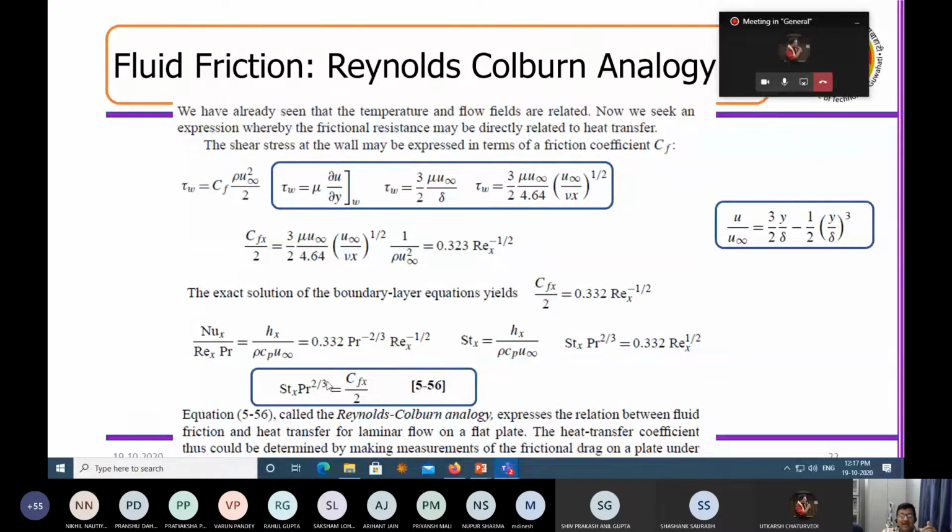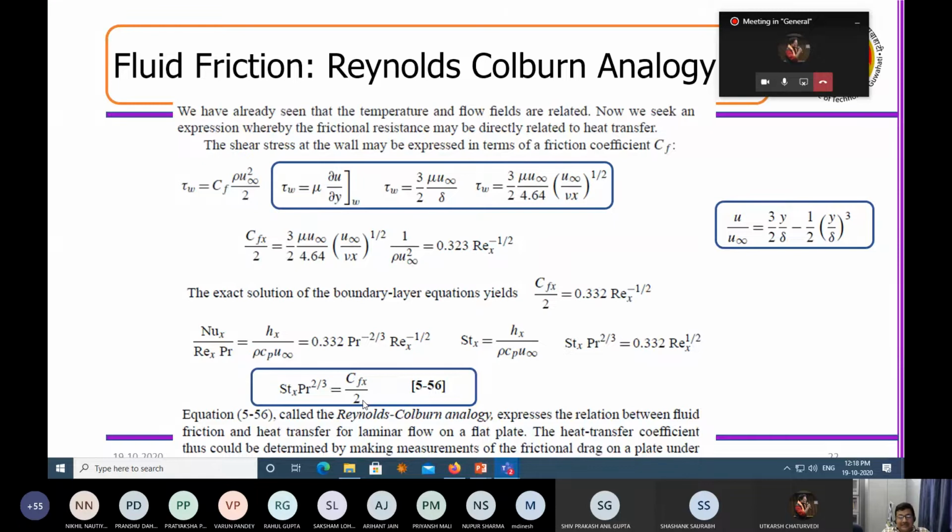That leads to another interesting number, which is called the Stanton number. How do you do that? You take a ratio of Nusselt number to Reynolds number and Prandtl number. If you take these three dimensionless numbers and put all the parameters here, you end up getting h x by rho Cp u infinity, which is called the Stanton number. Now this Stanton number into Prandtl number to the power 2/3 is Cfx by 2.